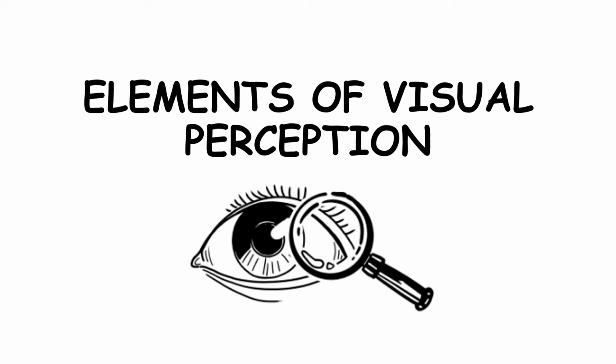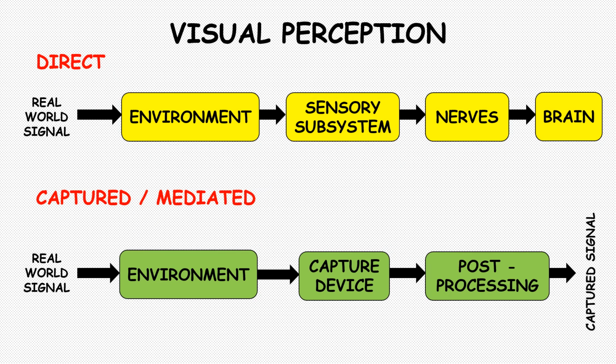The topic for today's discussion is elements of visual perception. When we come to the block diagram of visual perception, we have the direct method, where the real world signal is the input and it moves on to the environment where you have a sensory system. With that, a nerve is recognized and given to the brain for visual perception.